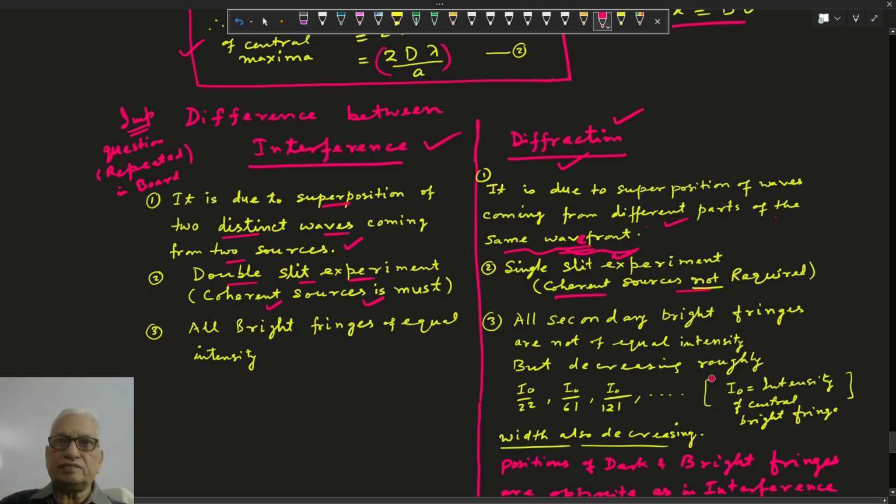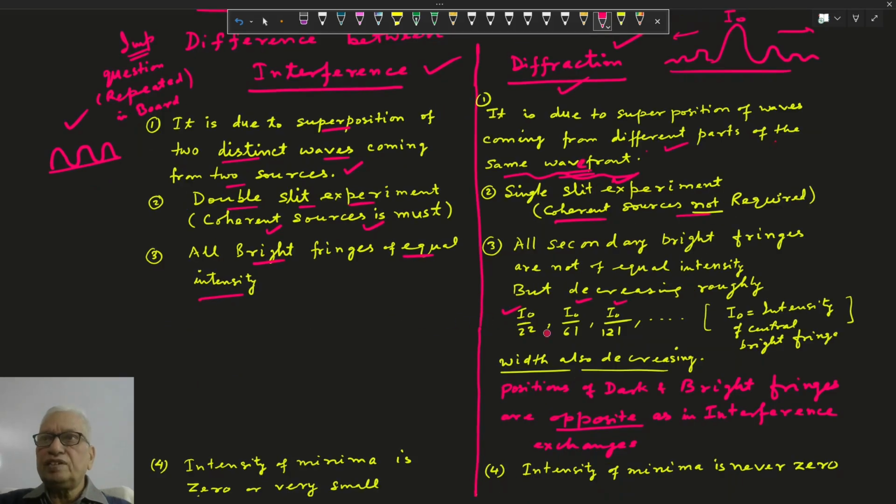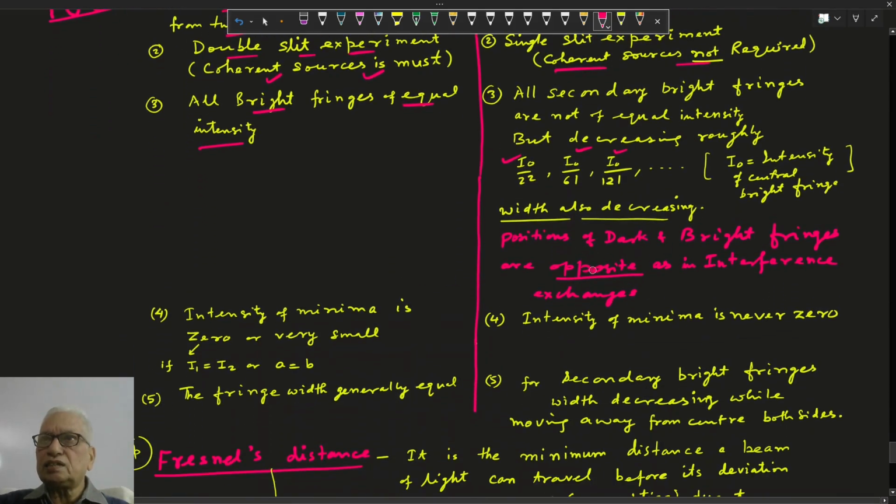In interference we get this kind of pattern, where we get intensity decreasing on both sides from the center, but here in interference intensity is same for all. Right, that is better. So the difference here, interference and the diffraction. All bright fringes of equal size, equal intensity, but here intensity is decreasing, width also decreasing. Position of dark and bright fringes are opposite as in case of interference.